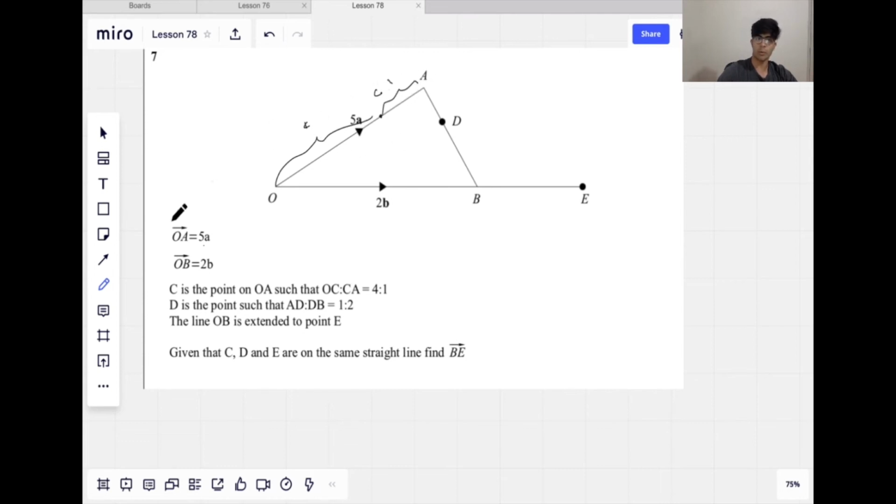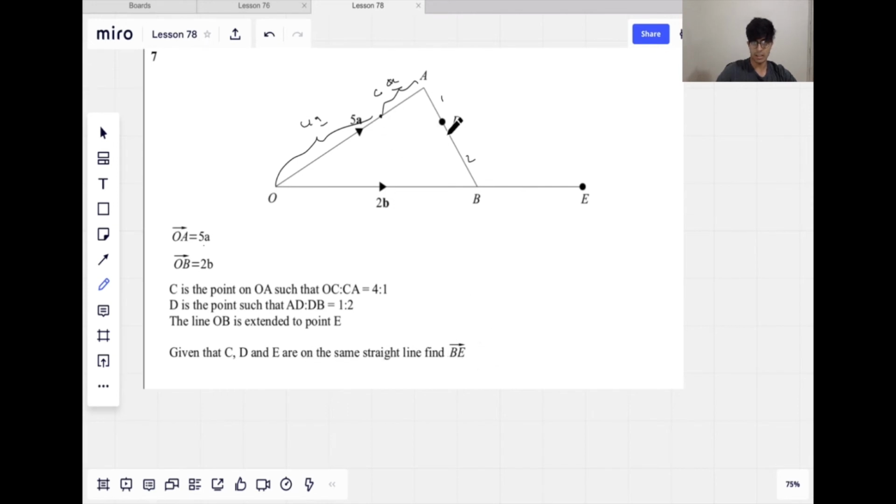And if you remember from our ratios video, that will mean that OC is going to be 4/5 of 5a, which is just 4a, and CA is going to be just a. So we know that from this. D is the point such that AD to DB is a half. Oh, sorry, it's 1 to 2. So again, if this is 1, this is 2. We don't necessarily know what that is yet, so we can't label this information. We can just say 1 to 2 maybe. And the line OB is extended, so this is a straight line, to the point E. Given that C, D, and E all lie on the same straight line, find BE.